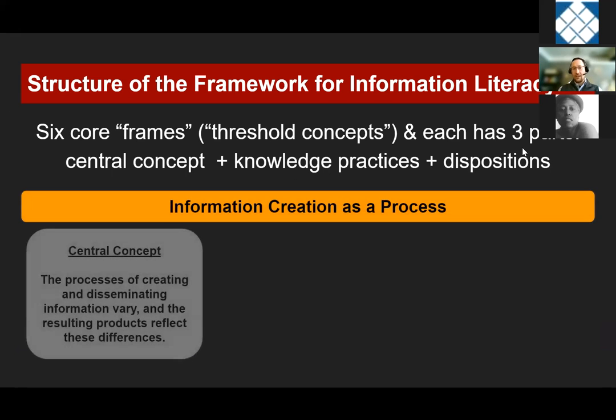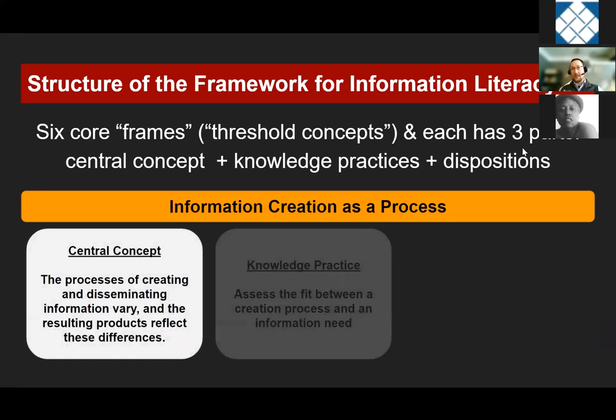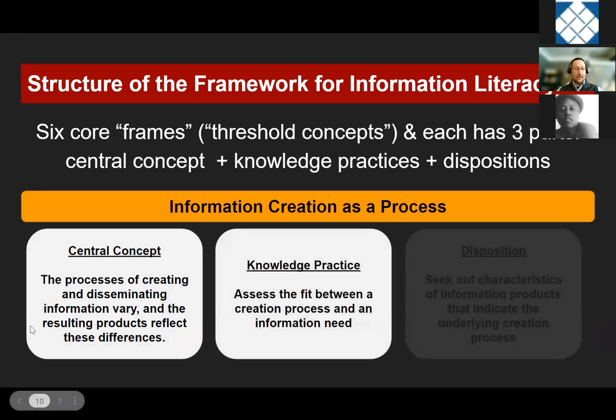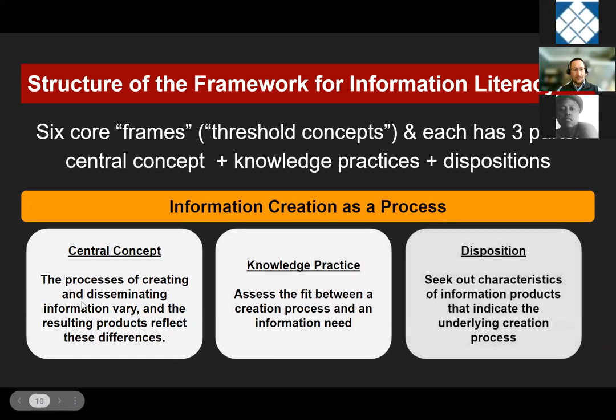Information creation as a process is one of the six frames, and that's what I was driving at here. So the process of creating and disseminating information varies, and the resulting products reflect these differences. So a lit review is different from a dissertation. A Wall Street Journal article or a student paper are going to be really different from each other. So someone who is developing an understanding of this threshold concept would, as one of the knowledge practices, assess the fit between that process and what they need to do with the source.